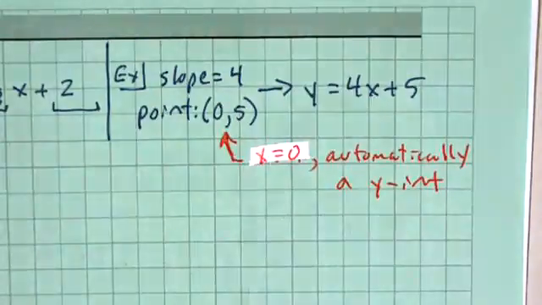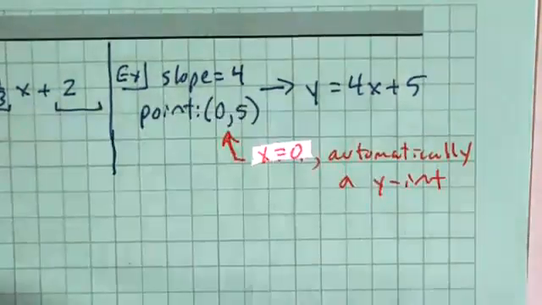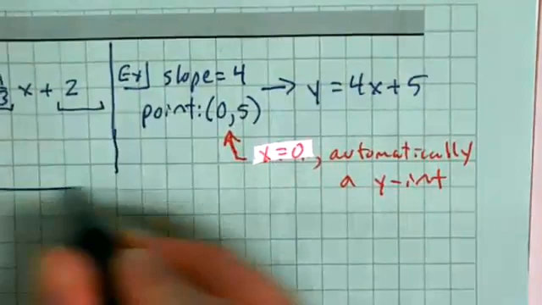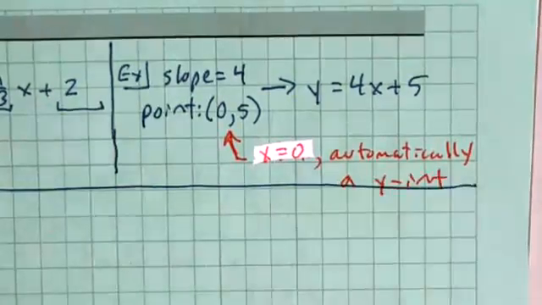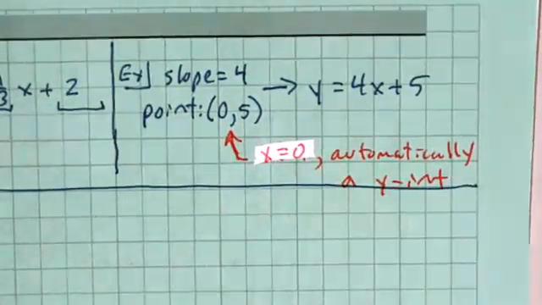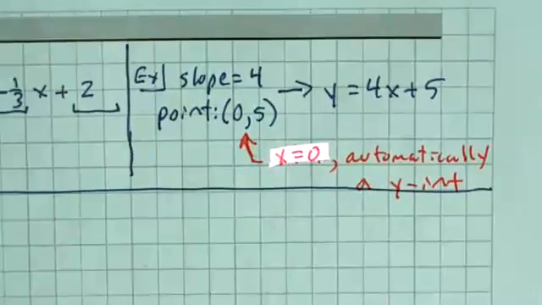Now, if that had said 1, 5, then we couldn't have done that, right? And that's what we're going to learn today: what do we do if they give us a slope and a point, and that point is not the y-intercept. So these are kind of basic examples. We're going to move on to some more advanced examples. I'm going to show you 2 examples of this, and then I'm going to give you some time to practice these.